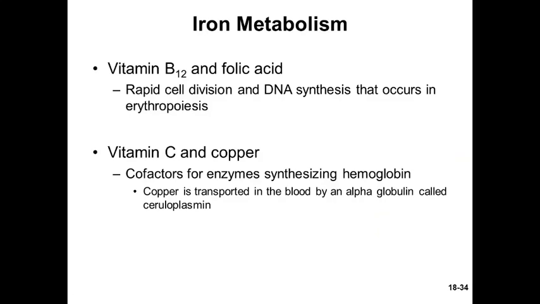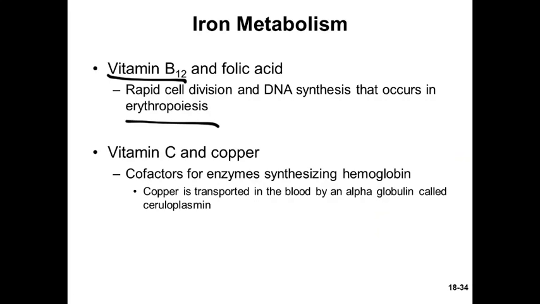Other molecules that are necessary for your iron metabolism would include vitamin B12 and folic acid. These molecules are important in allowing red blood cells to divide and have rapid division. So without vitamin B12, you will also perhaps be anemic because you don't have adequate erythropoiesis.